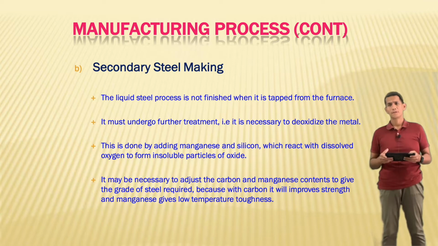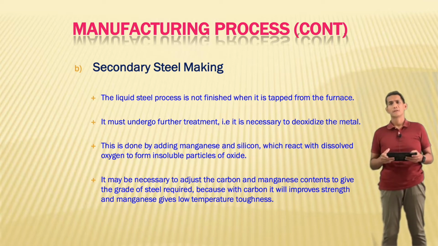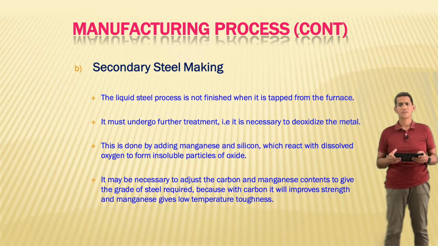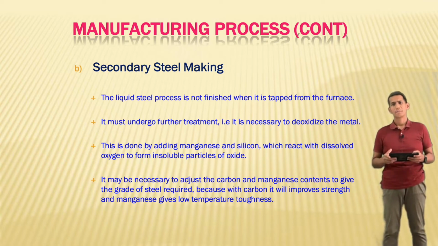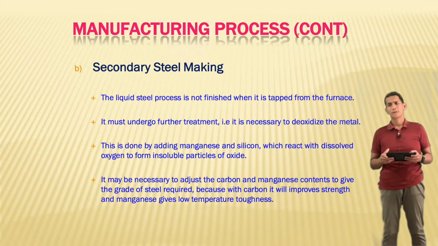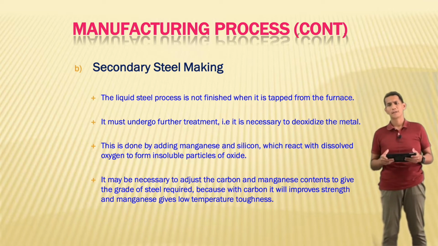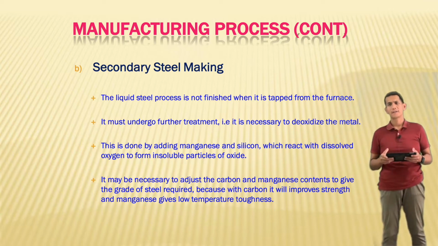For example, it is necessary to deoxidize the metal. This is done by adding manganese and silicon, which react with dissolved oxygen to form insoluble particles of oxide. It may be necessary to adjust the carbon and manganese contents to give the grade of steel required, because carbon will improve strength and manganese gives low temperature toughness.